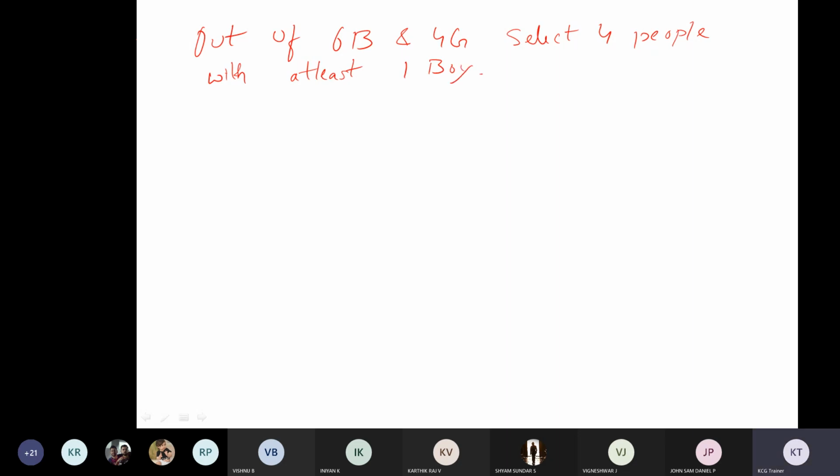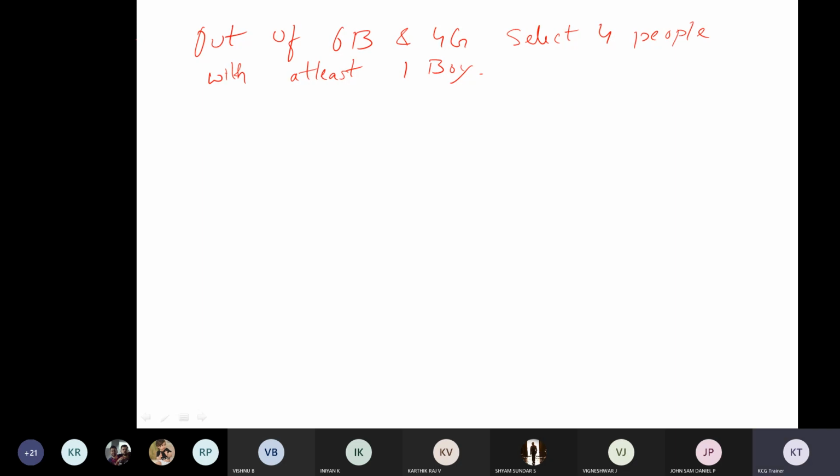There will be some conditions given, like out of 6 boys and 4 girls, select 4 people. So here they are asking to select 4 people. That means we don't know exactly how many boys and how many girls will be there in that 4. And the condition is that we have to select in such a way that each and every selection of 4 people should have at least one boy.